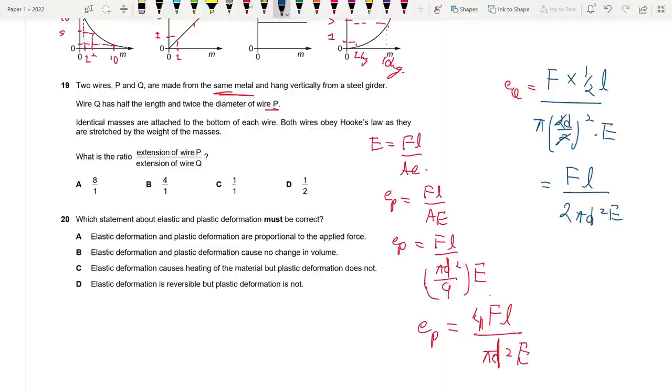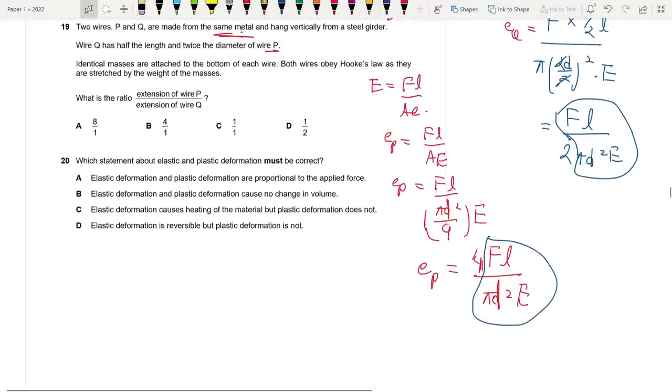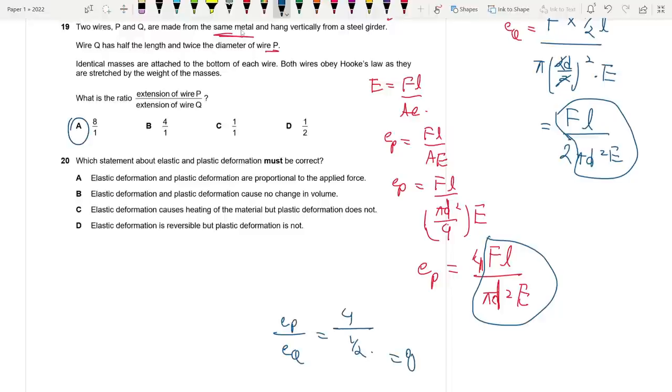So let's compare them. This part is constant, right? FL by pi d square is constant. So if you go for EP by EQ, you're actually going to end up with 4 divided by half, which is actually 8 times. So this is actually 8 times the original one. So 19 is in fact A.